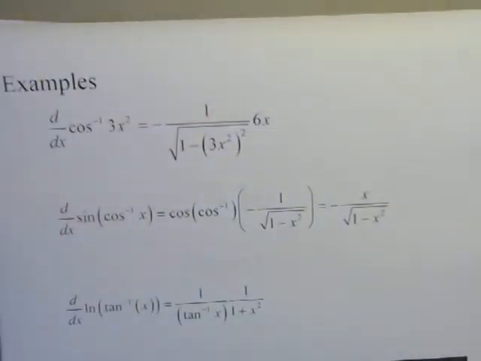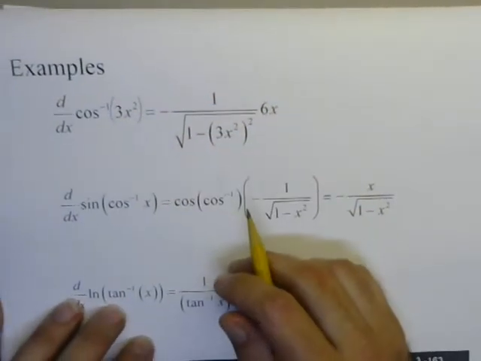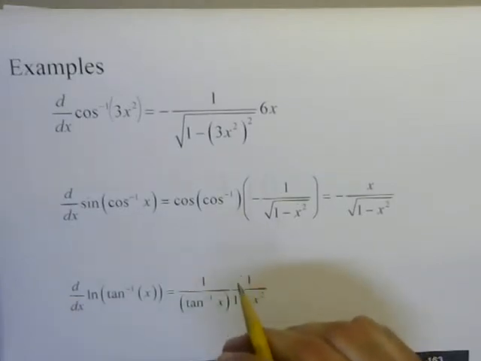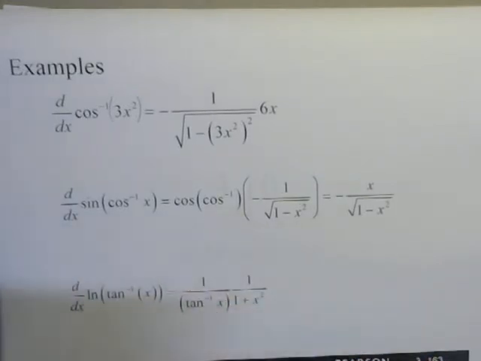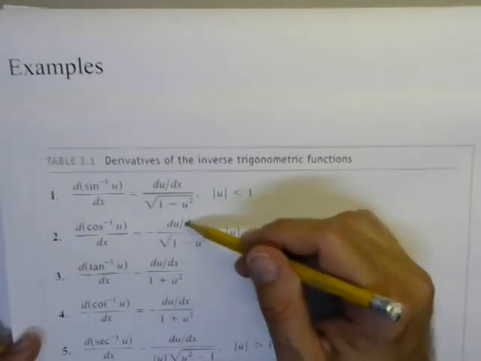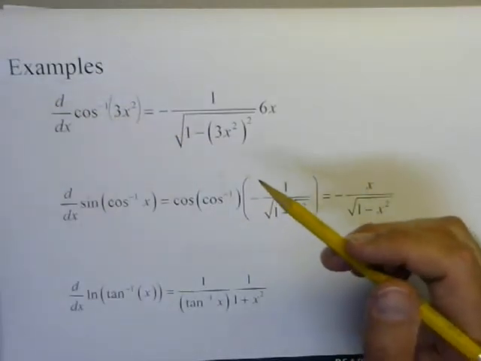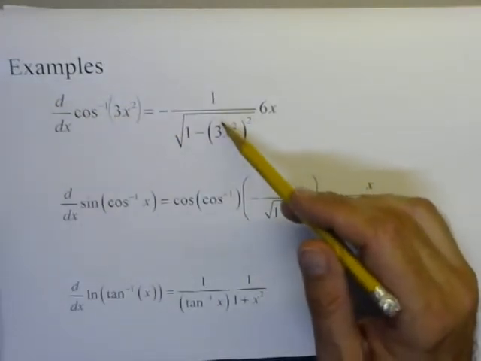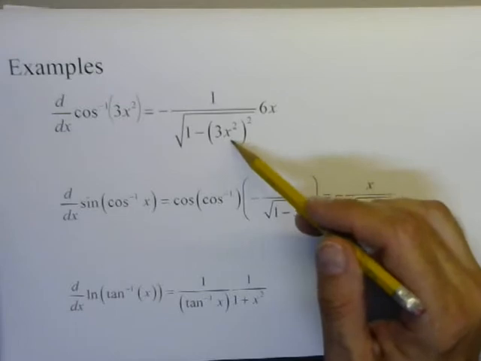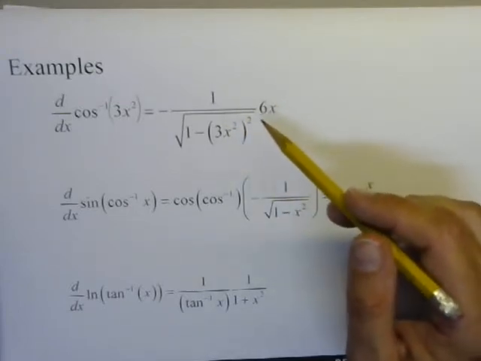So let's maybe practice using some of these formulas with various other rules. Let's say I want to find the derivative of cosine inverse of 3x squared, right? Well, what's the derivative of cosine inverse? That would be negative 1 over the square root of 1 minus x squared. But I want to replace the x with 3x squared, and then by the chain rule I have to take it times the derivative of 3x squared, which is 6x, right?